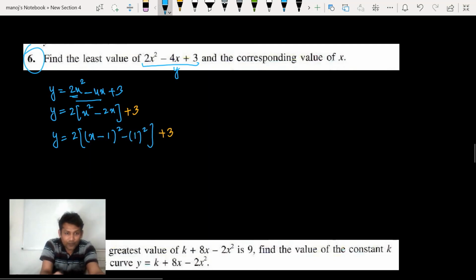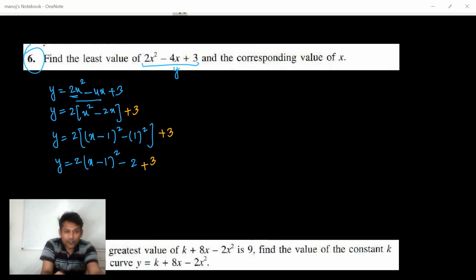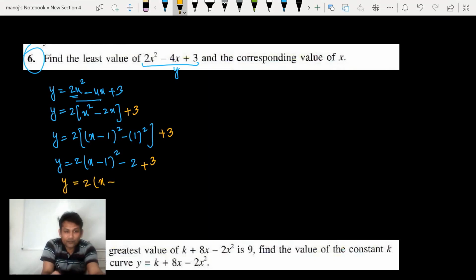And 3 I am just copying. Now this 2 multiplied with this bracket is 2x minus 1 whole square, and this 1 square is 1 multiplied by 2 is 2, and plus 3 I have to copy. Finally, what was the result? Final result is 2x minus 1 whole square plus 1.